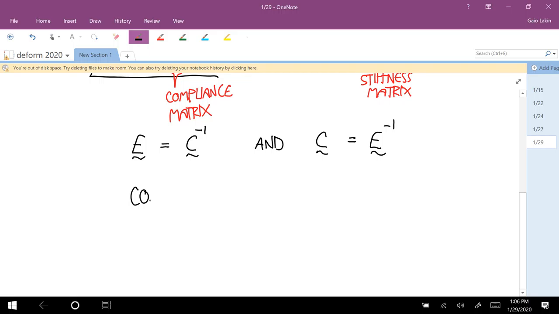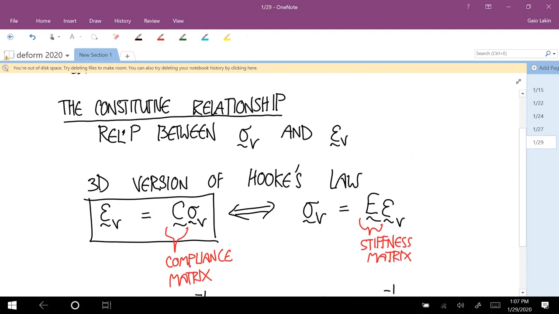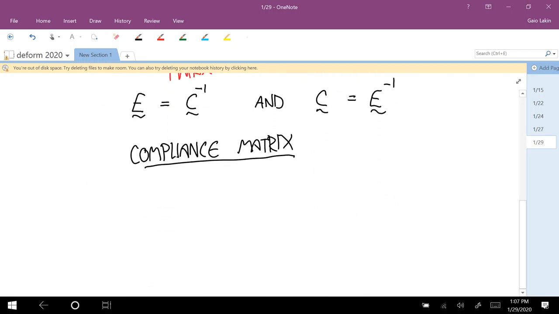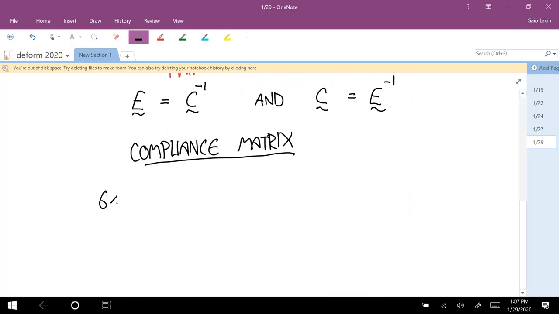So what do we know about the compliance matrix? Well, what are the sizes of the Voigt stress and the Voigt strain? Yep. So what's the size that you need for the compliance matrix to go from a 6x1 to a 6x1? Yep. So it's a 6x6. So that's 36 values.